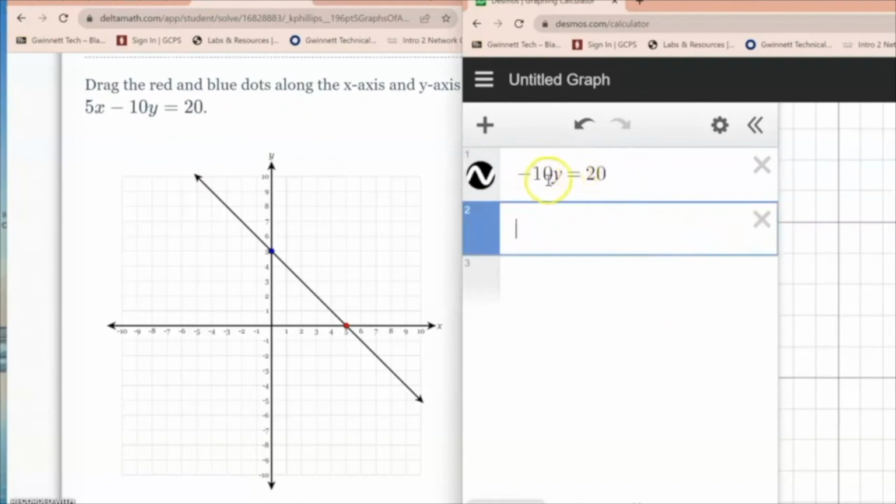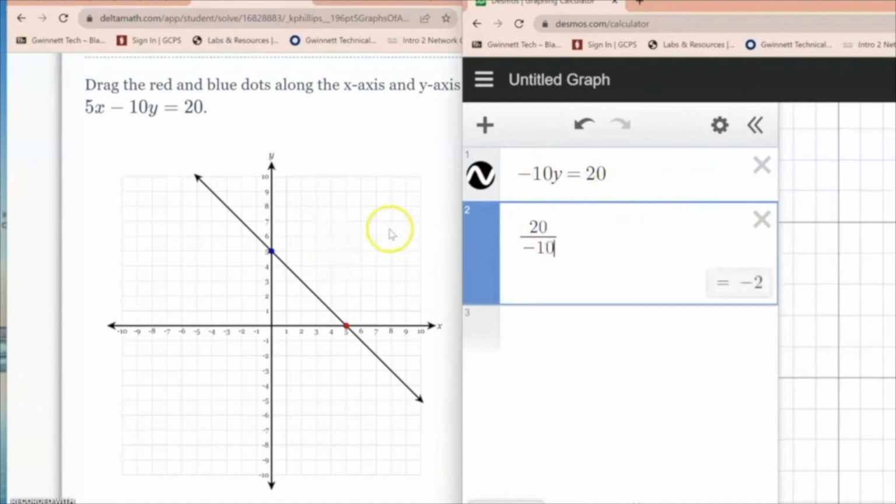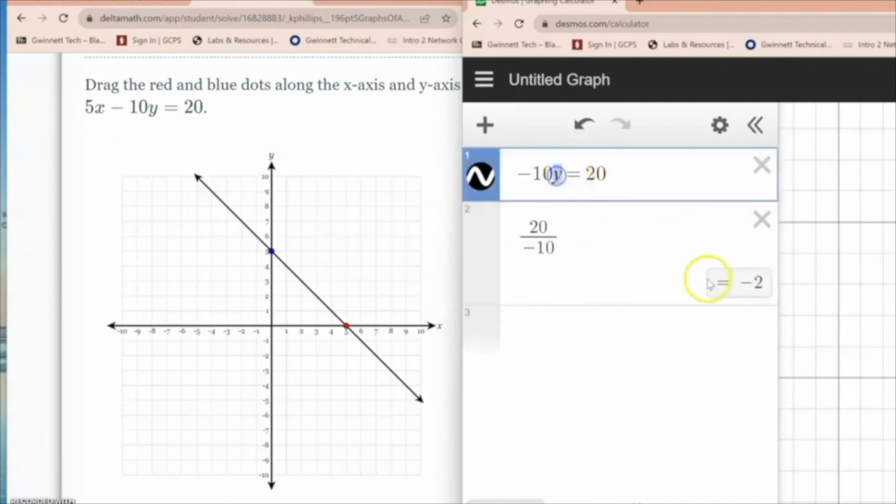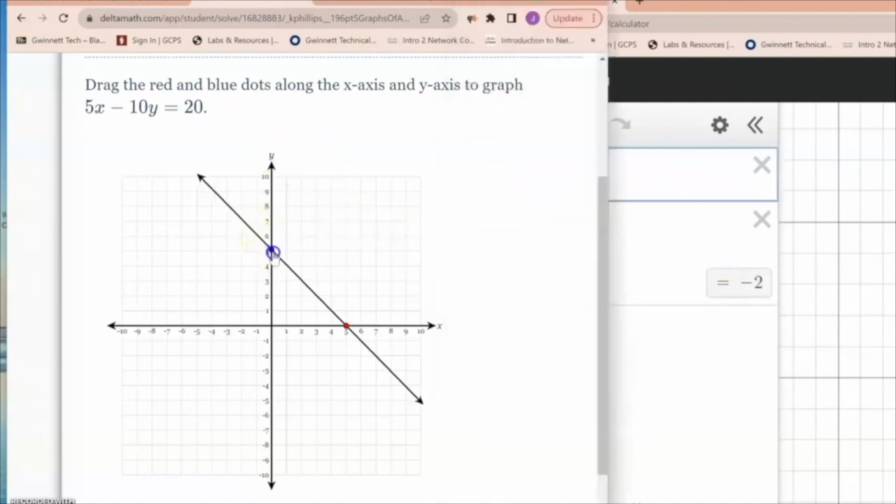I divide both sides by what? -10, right? So it's going to be y equals 20 divided by -10. So 20 divided by -10 is -2. So my y value is -2. My y value is -2. And be careful to drag it as close as you can.